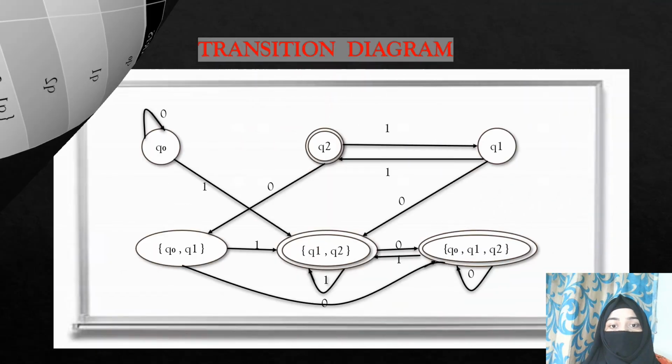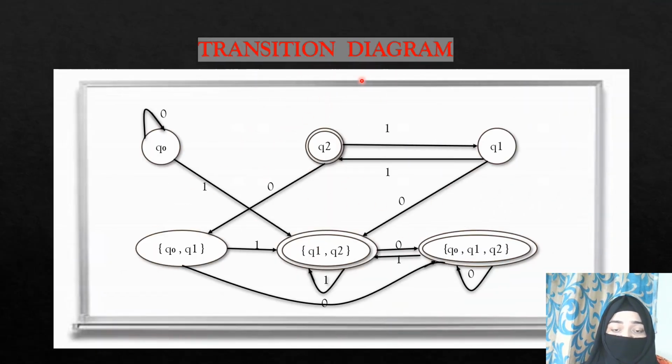So the final DFA, this is a transition diagram from NFA to DFA. In the final DFA, Q0 with 0 moves to itself and with 1 moves to Q1 and Q2. Q2 with respect to 0 input moves to Q0 and Q1, and with respect to 1 input it moves to Q1. Q1 with respect to 1 moves to Q2, and with respect to 0 moves to Q1 and Q2. Here Q0 and Q1, with respect to 1, moves to Q1 and Q2, and with respect to 0, moves to Q0, Q1 and Q2.